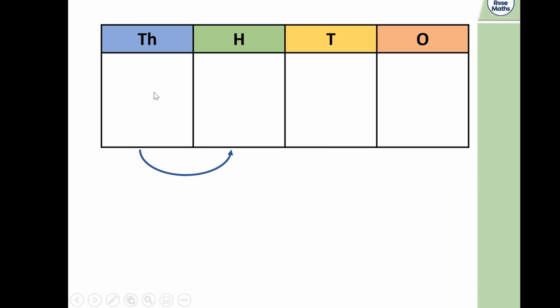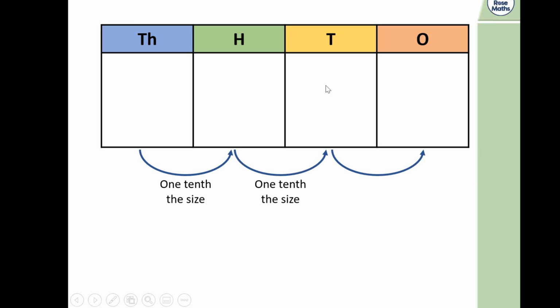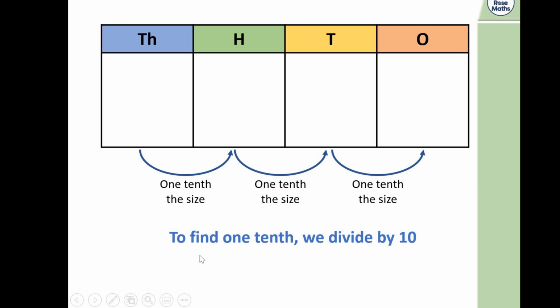And now we're skipping back. Like I said, 1,000 divided by 10 is 100. 100 divided by 10 is 10. 10 divided by 10 is 1. And they use the example of 1/10. That's 1 over 10. To find 1/10, we divide by 10.